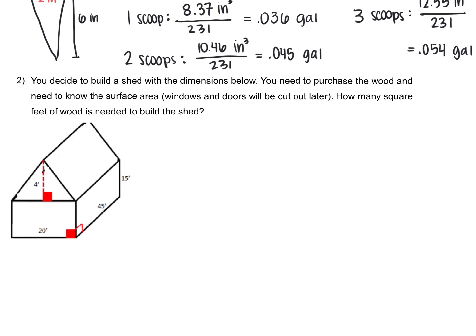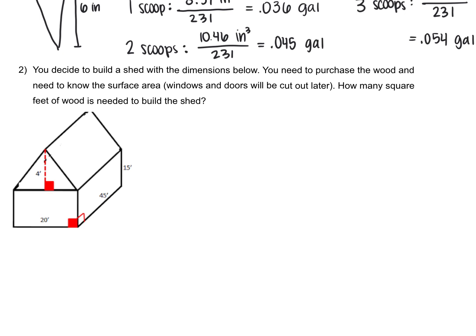Now we're going to come back to the shed example from section 2. So you're building a shed with the following dimensions, and you need to purchase wood and need to know the surface area. Windows and doors will be cut out later. How many square feet of wood is needed to build the shed?